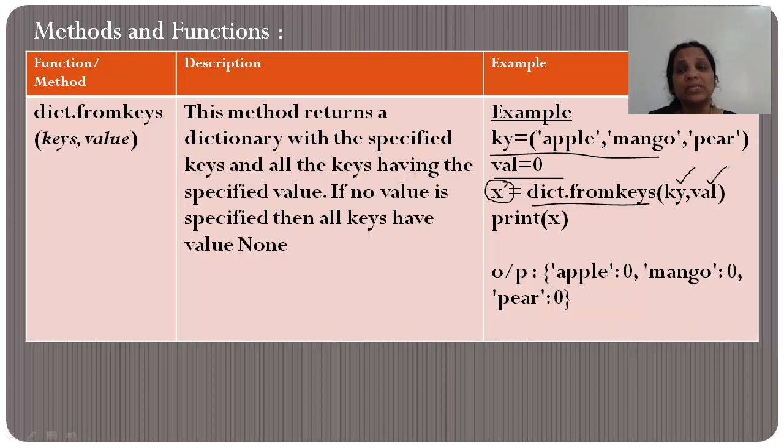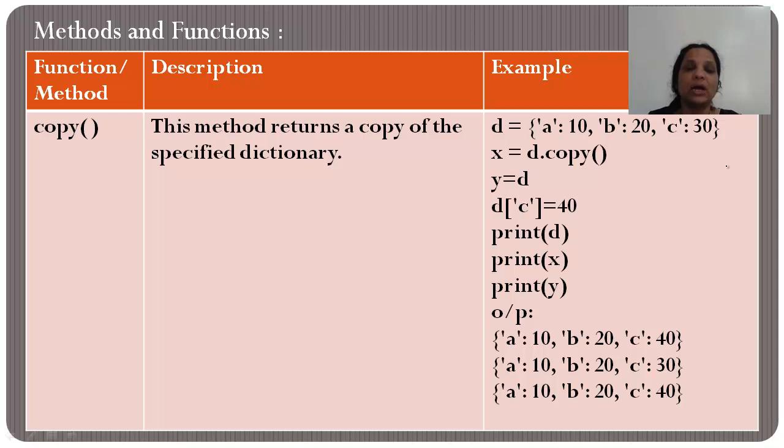If you do not specify any value, it creates a dictionary with the keys taken from the variable ky, but all the values will be None. Is that clear? Okay. Now coming to the function called copy. This function copies the value of one dictionary to another. But I would want to introduce you to something called shallow copy and deep copy. To understand that, let me just take you to the example.